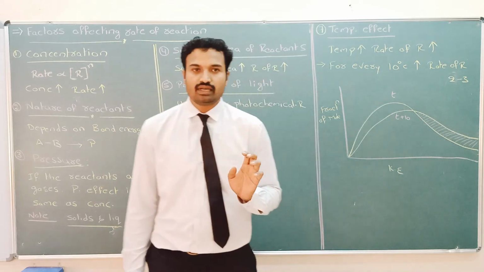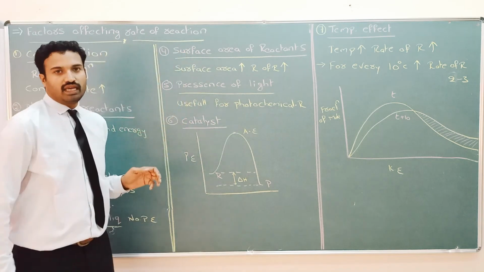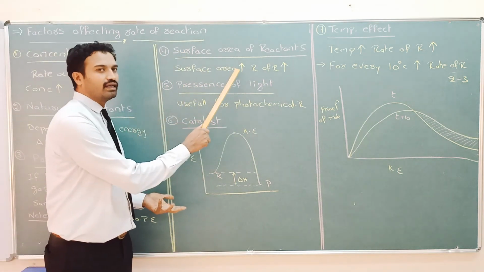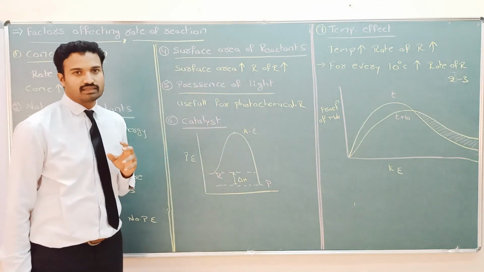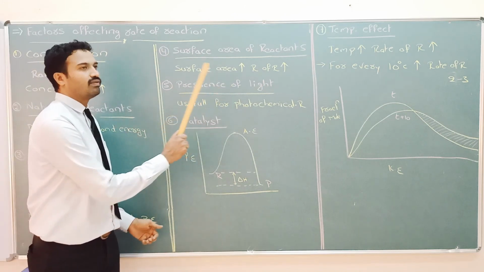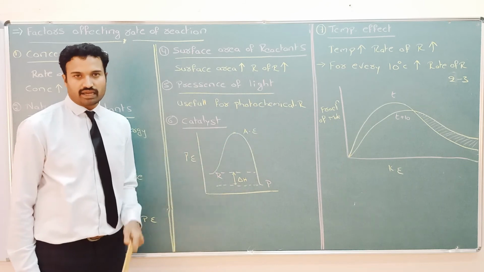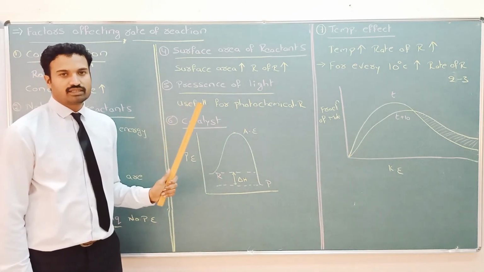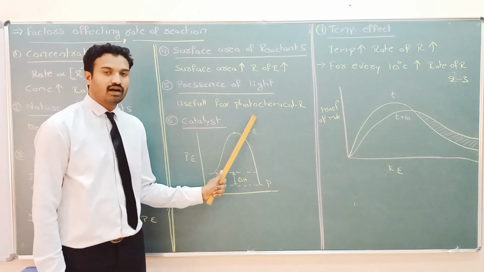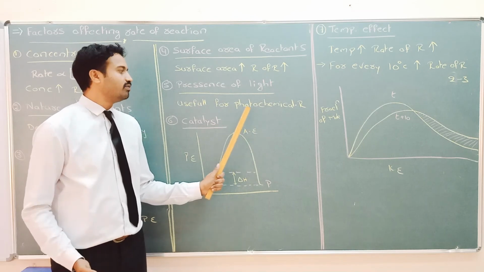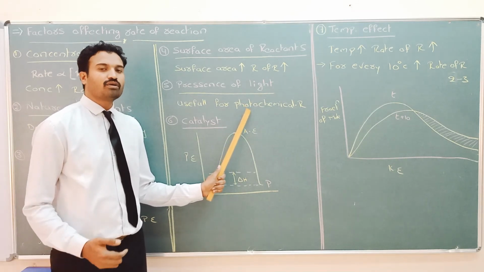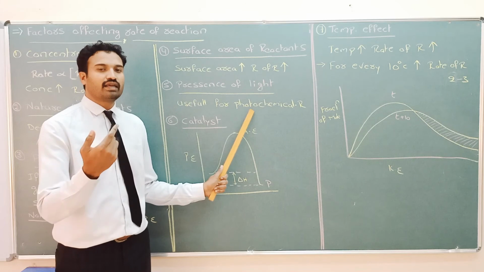Next one, surface area. If the surface area of a reactant increases, definitely rate of reaction increases. Next one, presence of light. Here light effect will be there for photochemical reactions. All photochemical reactions will take place in the presence of light or in the presence of temperature. Free radical reactions are possible.